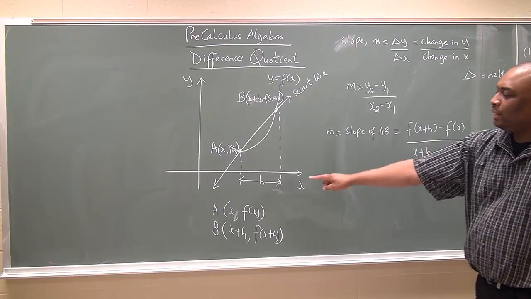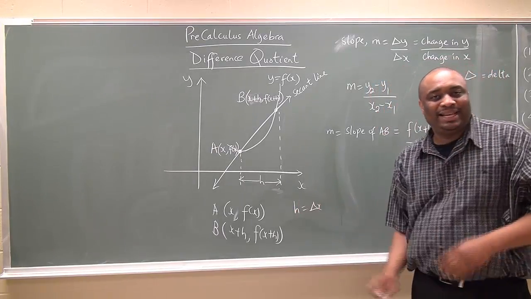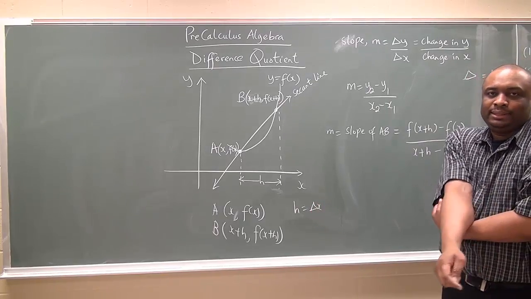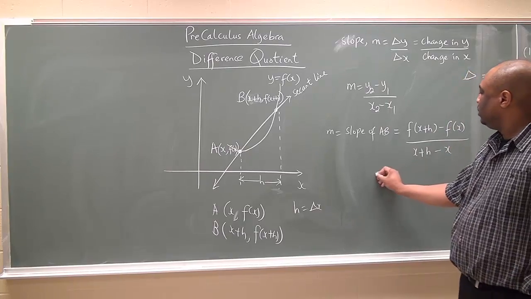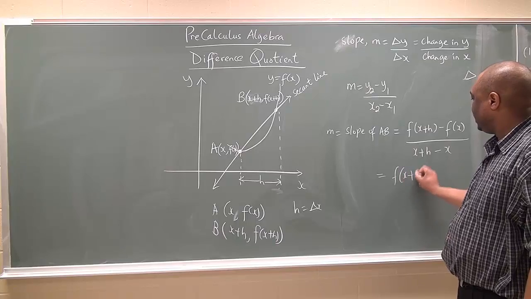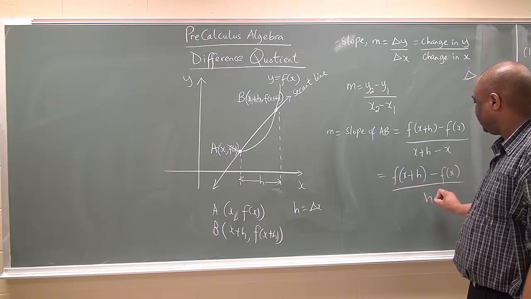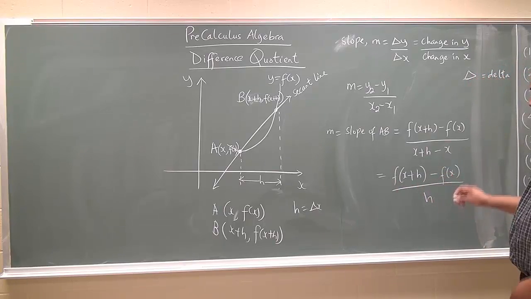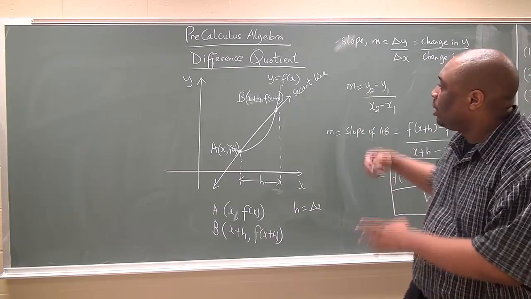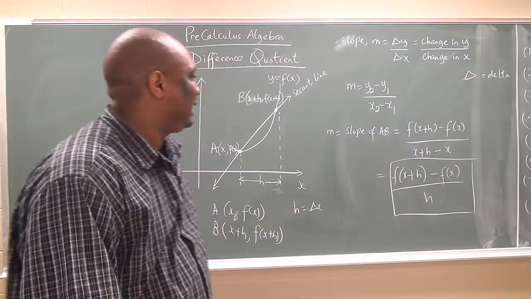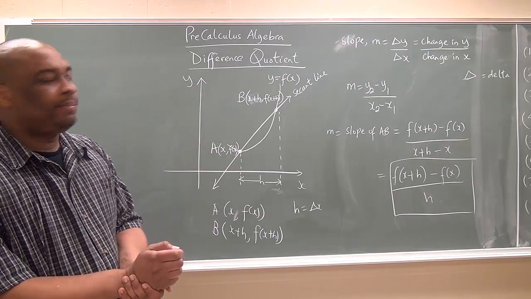So this h, like we said, is an incremental change in x. Some textbooks refer to it as delta x. So we now have that this slope will be f of x plus h minus f of x all over h, because x minus x is 0. Now the slope of this secant line is what we refer to as the difference quotient.